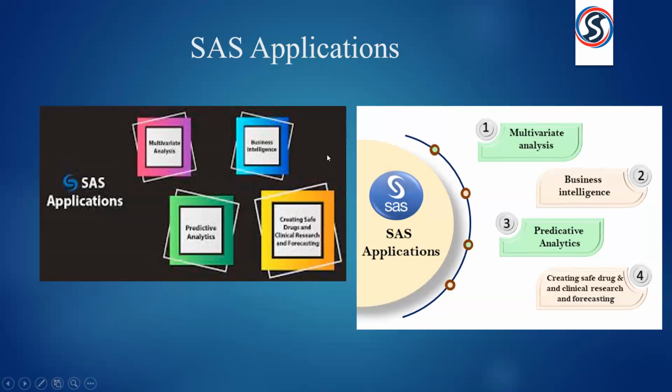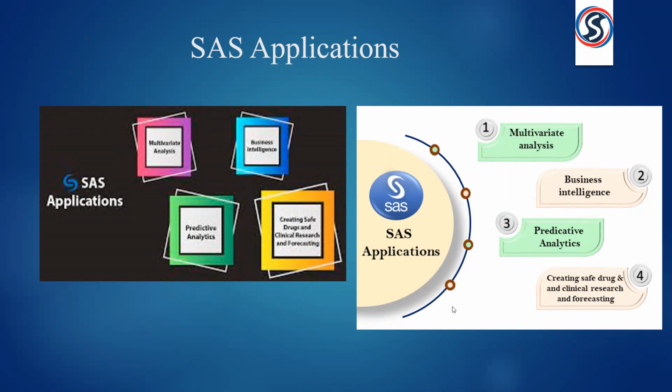Now coming to the SAS applications. If we talk about the SAS applications, then we have multivariate analysis, business intelligence, predictive analysis, creating safe drugs, clinical research and forecasting. Okay, so if we go and learn it in brief, it is the SAS.